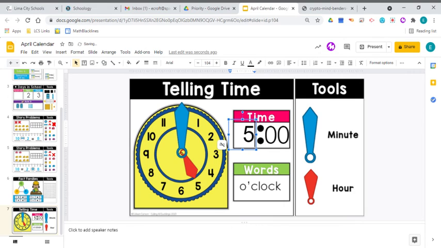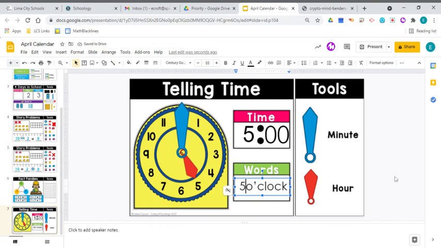And we have 2 zeros there because no minutes have passed since it was 5 o'clock. That's why our minute hand is pointing straight up to the 12. And we'll start moving that minute hand a little bit starting next week. So if someone were to ask you what time it is on this clock, you would say it is 5 o'clock.